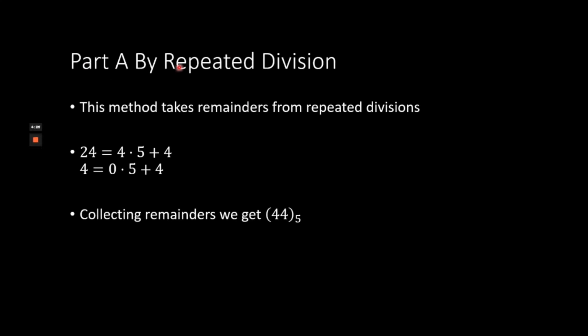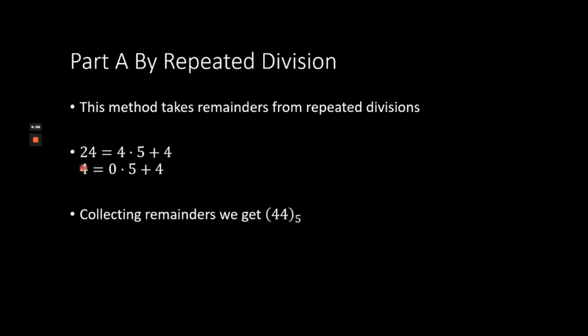So we're going to be using repeated division, and the way this works is we take the remainders from multiple repeated divisions and continue until the quotient is 0. So here we have 24, and we know that is equal to 4 times 5, that's 20, plus 4. So that's going to be 24, that works. We're going to take note of this remainder.